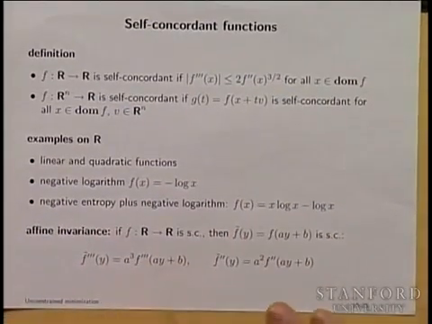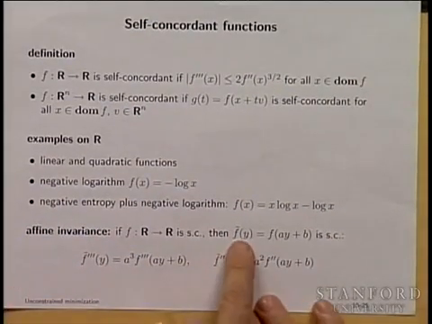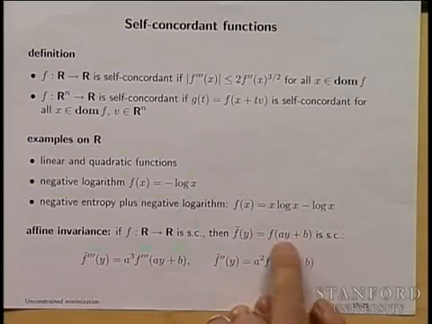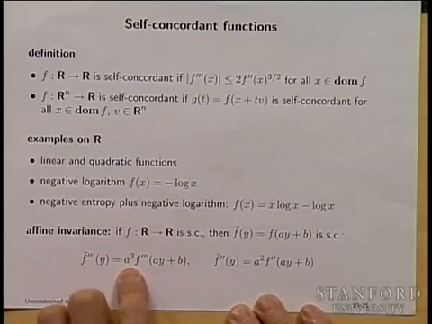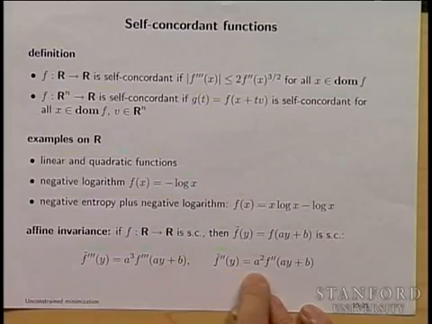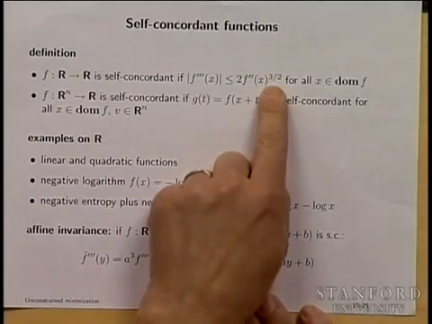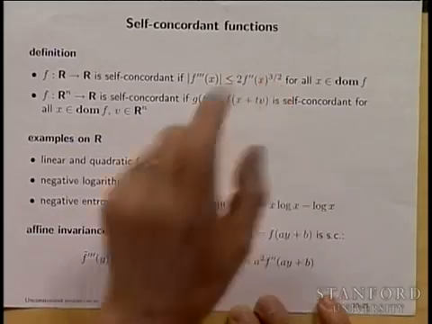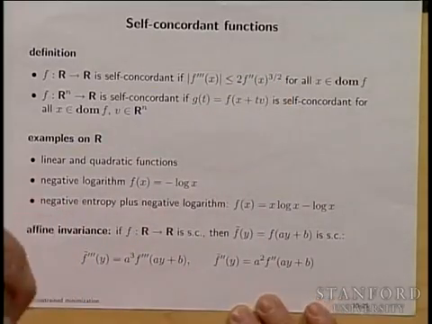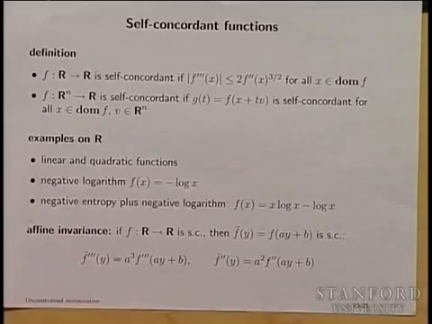Now you have affine invariance. This is the whole point. If you change coordinates, in the scalar case, you just scale and shift. The shift doesn't make any difference, but the scale by a does the following. The third derivative scales by a cubed. The second derivative scales like a squared. The 3/2 power here basically makes the a drop away. So if f is self-concordant, so is f of ay plus b. Okay? So now you have a self-concordant calculus.